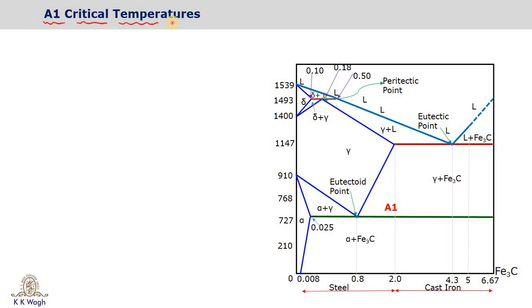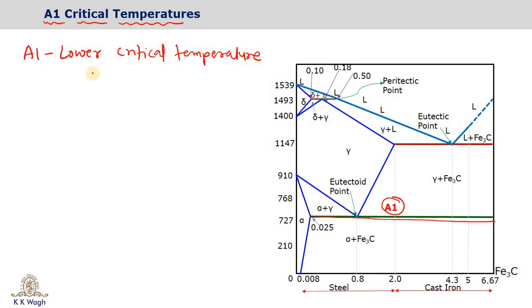A1 critical temperature. Again, it is represented by this green line. This green line is the A1 critical temperature line. That's why here I have written it as A1 temperature. A1 temperature is the lowest isotherm, that is, the lowest constant temperature line in the diagram. It is called the lower critical temperature. So A1 is called the lower critical temperature, but for what? Lower critical temperature for austenite.